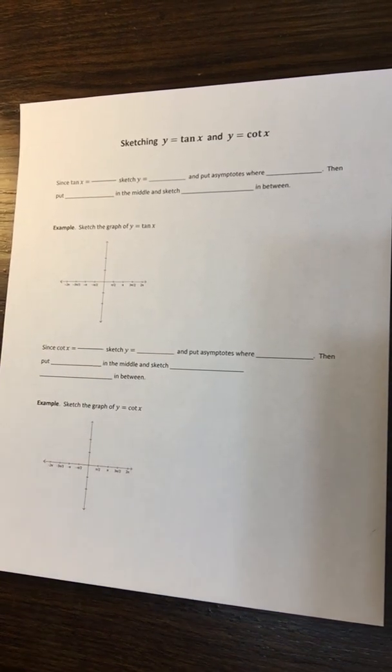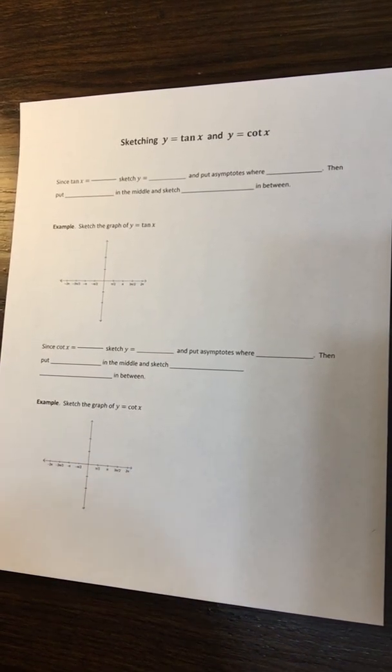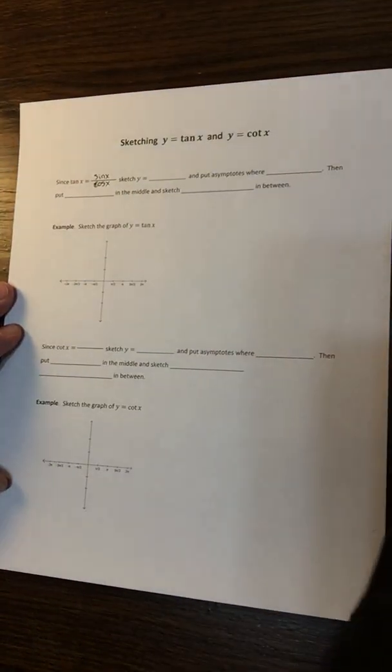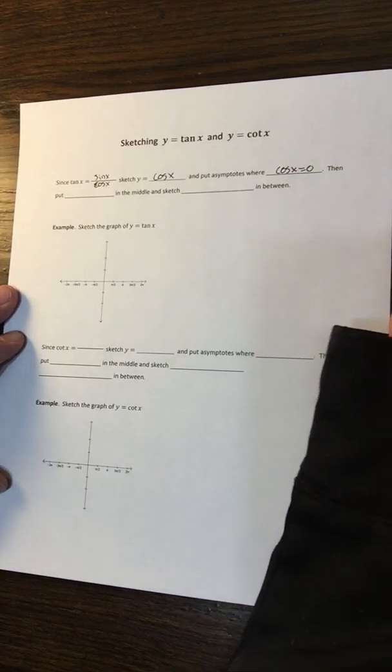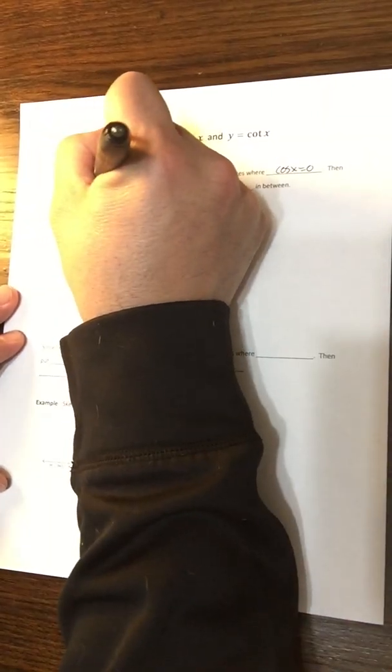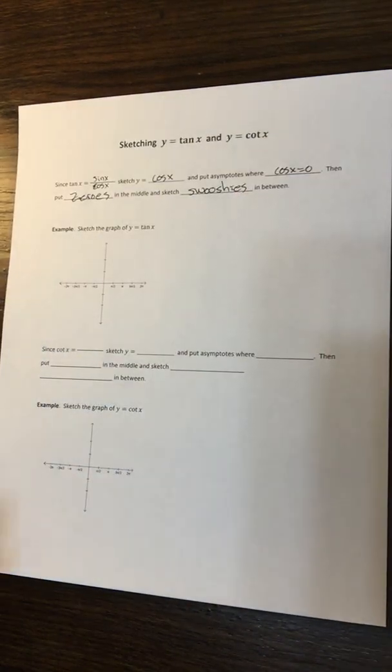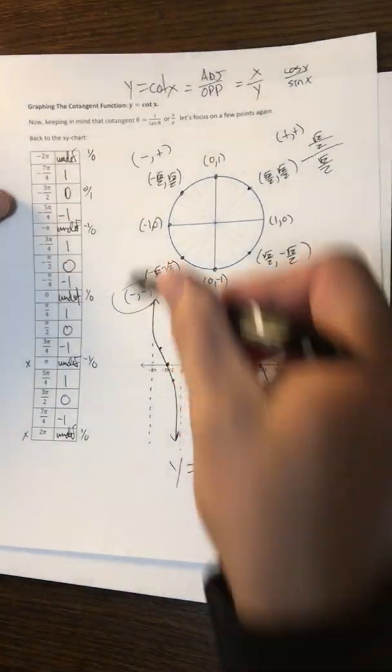Okay, guys. So I've got a little hint for you for sketching tangent and cotangent also. Since tangent is really sine of x over cosine of x, just sketch the cosine of x. Sketch the one that's in the denominator and put asymptotes where cosine of x equals 0. Then put zeros in between and sketch swooshies. Now you want to remember that tangent is positive swooshies, whereas what we saw with cotangent is that it's a negative swooshy. That's a decreasing function right there, right?